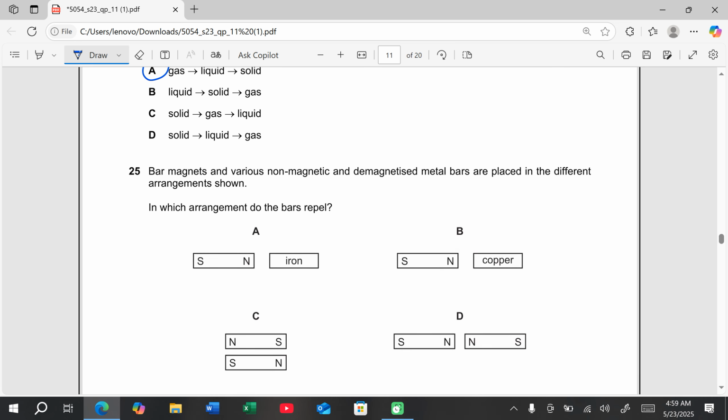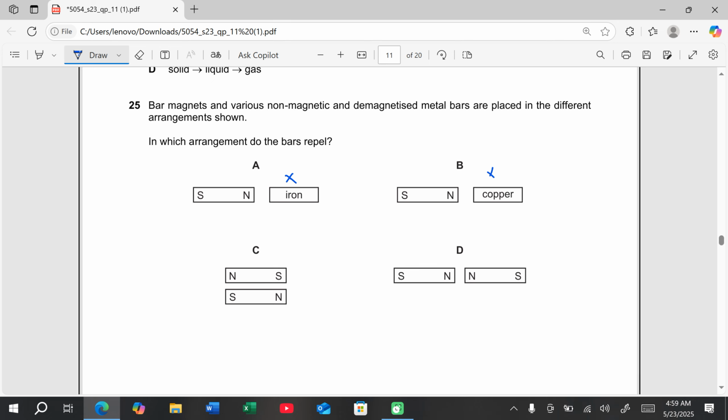The bar magnet and the various non-magnetic and demagnetized metal bars are placed in different arrangements as shown. In which arrangements do bars repel? Iron never repels a magnet. It is always going to be attracting it. So that is wrong. Copper is a non-magnetic material. This is going to be attracting each other because they are opposite poles, and this is like poles, so they're going to repel.